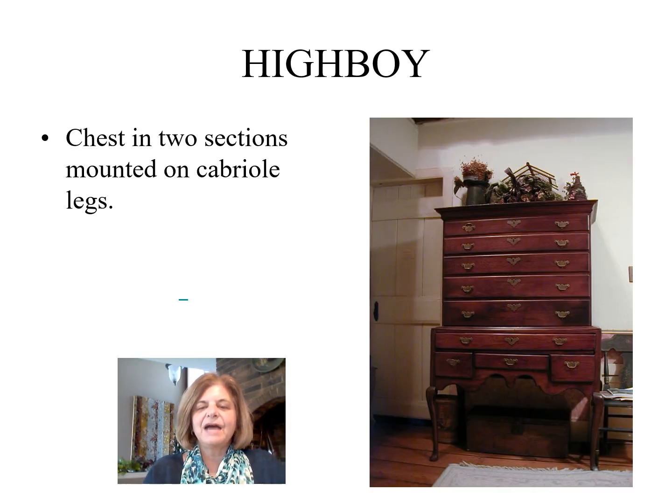With this slide, I want you to notice the difference between the tall boy and the high boy. The tall boy usually sat on bracket feet, whereas the high boy utilizes more of the cabriole leg. So you have more airspace under the chest. So take a look at the two and make sure you understand the differences between a tall boy and also then a high boy.